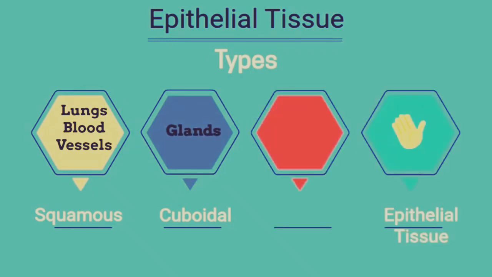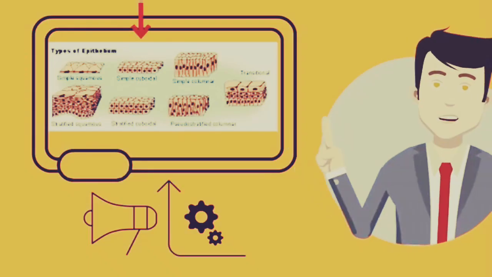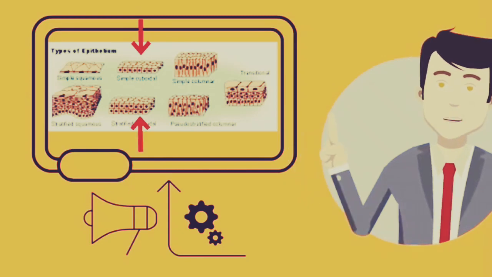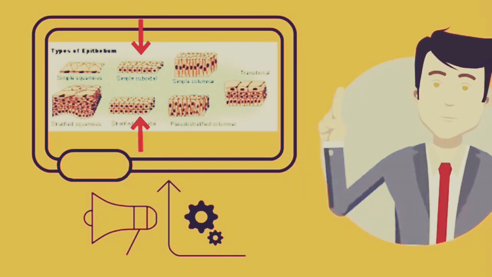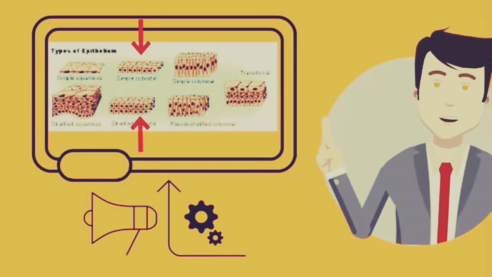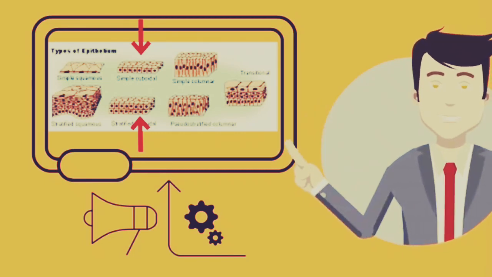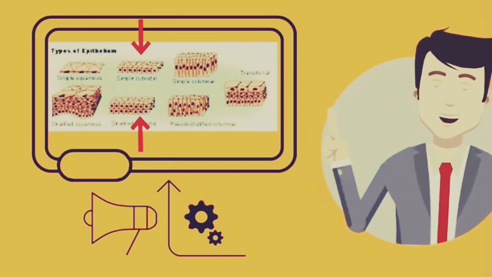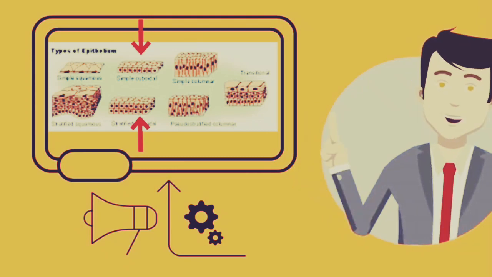Next is columnar. Columnar tissues are just like a column. Their height is greater than their width, and you can find this in the digestive tract. They are also divided into simple, which are in one layer, and stratified, which are multi-layer. Epithelial tissues again line the outside of our body, the inside of our vessels, and help keep us alive.